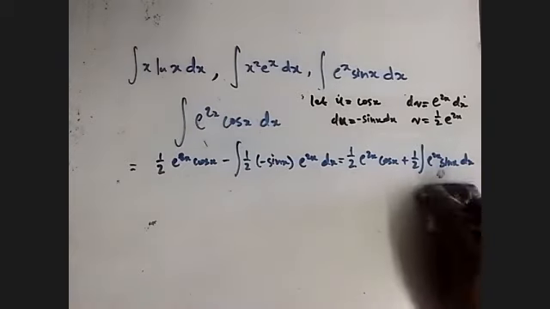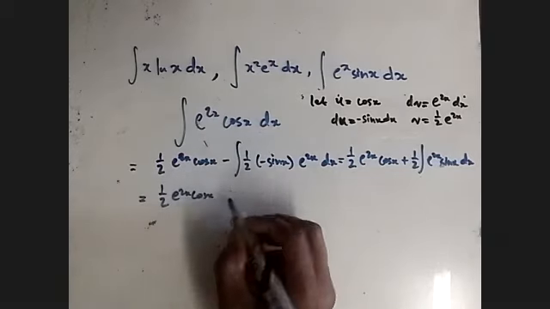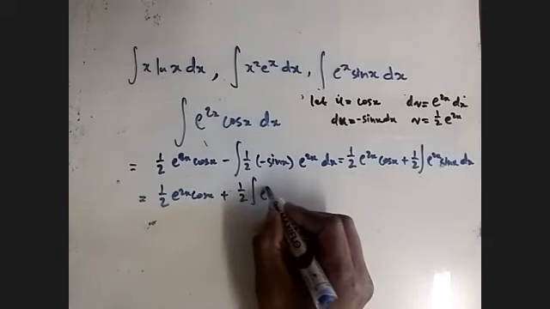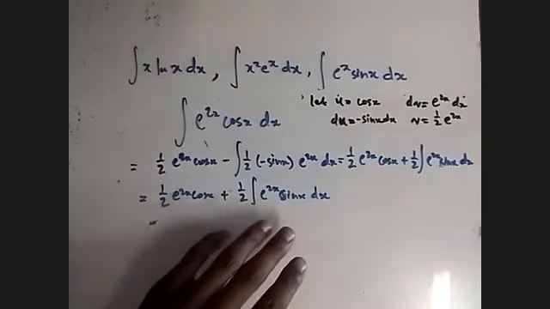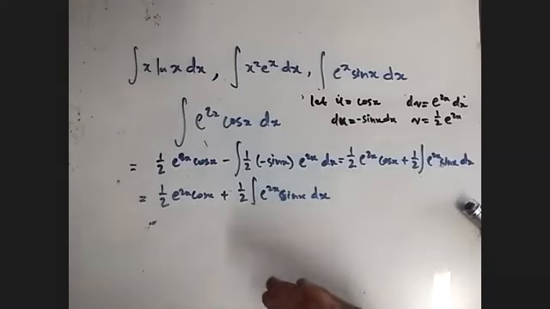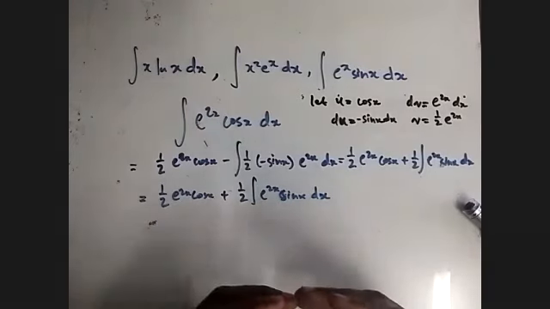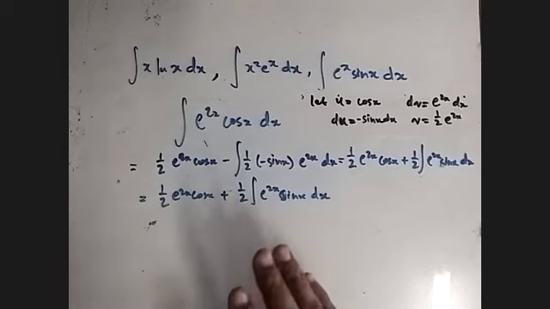So from here, we're going to have 1/2 e to the 2x cos of x plus 1/2 integral of e to the 2x sine of x dx. So what do you see that is common with this question and the previous question? In the previous questions we had to use integration by parts twice. Even here, we have to use integration by parts twice because both these functions are infinitely differentiable. That's why with such questions, the tabular method is tedious.